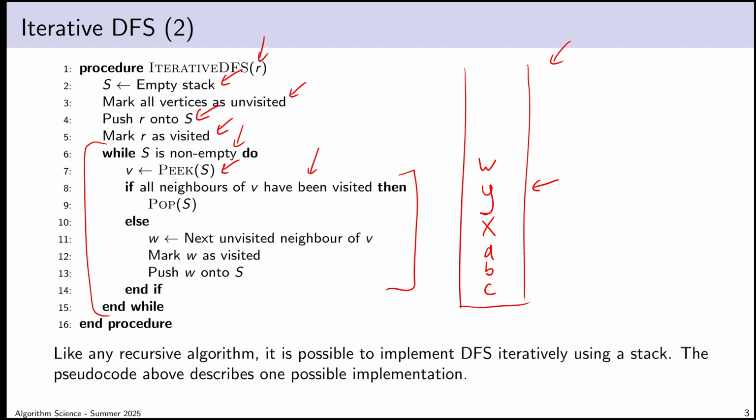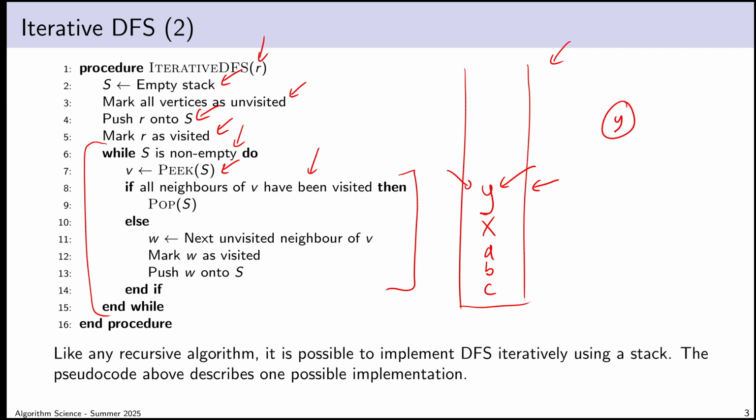And the idea is that way, by leaving Y on the stack, that means that when I'm finally done at W and I come back down, I can then check whether Y still has any unvisited neighbors. Remember that if Y had unvisited neighbors at one step, by the time I get back there later, Y's unvisited neighbors may have been visited by some other direction.